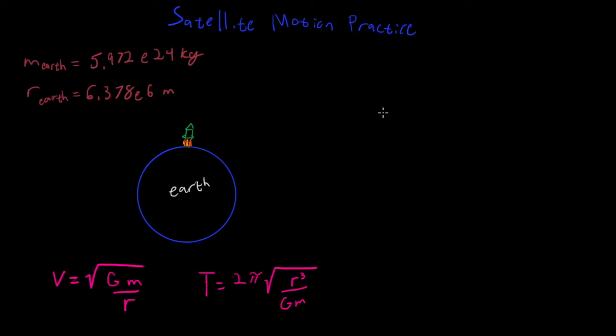Let's do a practice problem with some satellite motion. In this problem, we have a rocket blasting off of the Earth, going into a circular orbit. And we want this orbit to have a period of 3 hours. What I want to know is, first, what is the height that this rocket will orbit at, and what is the velocity that we need to achieve in order to get to that orbit? We're going to use these two equations that we derived previously.